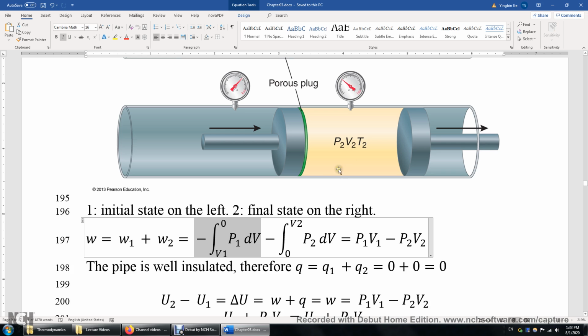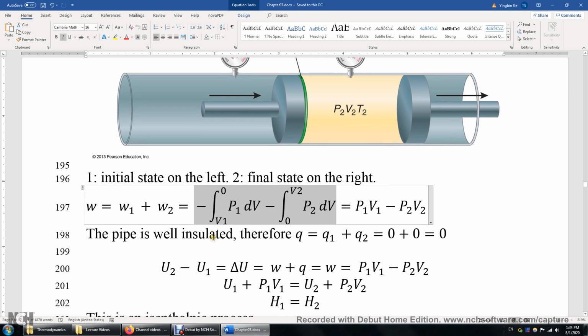At the beginning, there's no gas on the right-hand side, so the volume is 0. Now it's V2. So work 2, W2, is this. And we integrate these two integrals. That's very easy because P1 and P2 are approximately constant. Therefore, the result is P1V1 minus P2V2. That's the total amount of work done on the system.